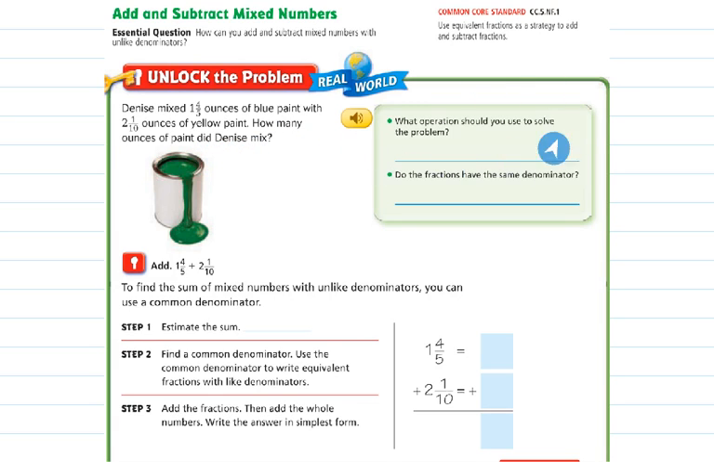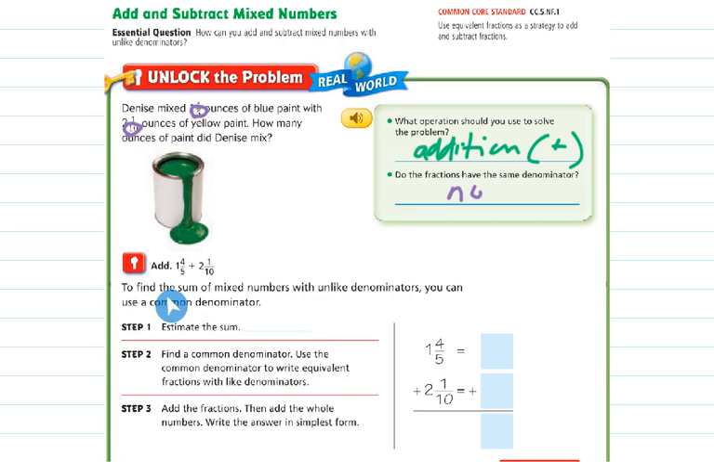So if it says how many did she mix, if we're doing a mixture, we know we're putting things together, so that would be addition. And in parentheses, I'm going to put a plus sign to remind myself that I'm going to add. It says, do the fractions have the same denominator? So we look and we see 10 and we see 5. We know that the denominators are not the same, so you'd say no to that second question. So the first strategy we're going to do is we're going to add.